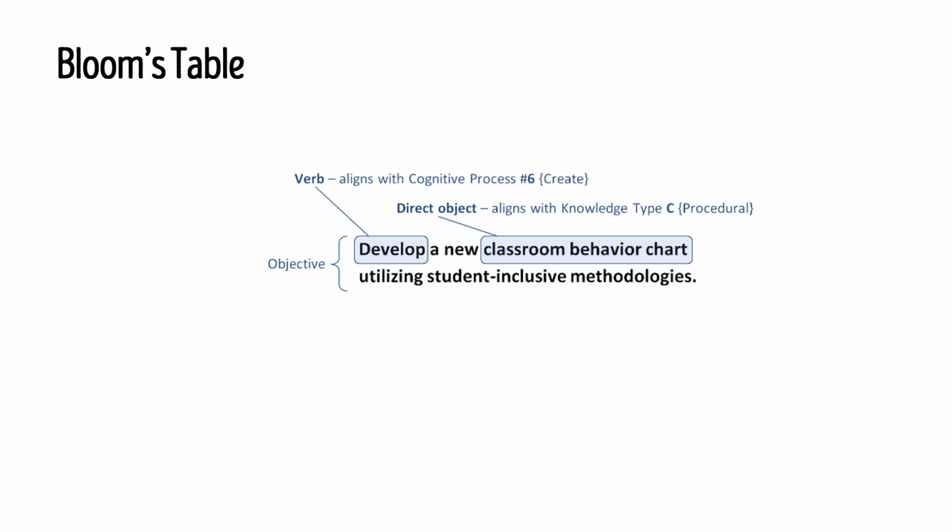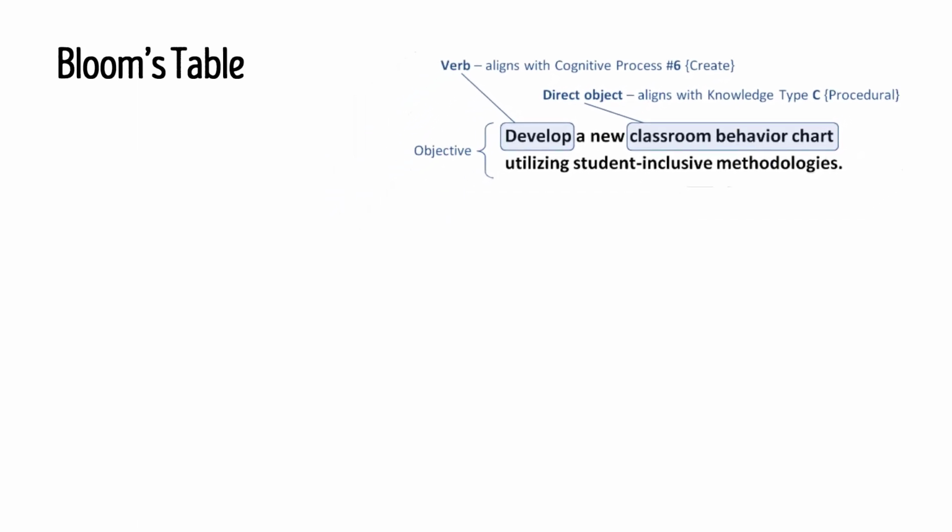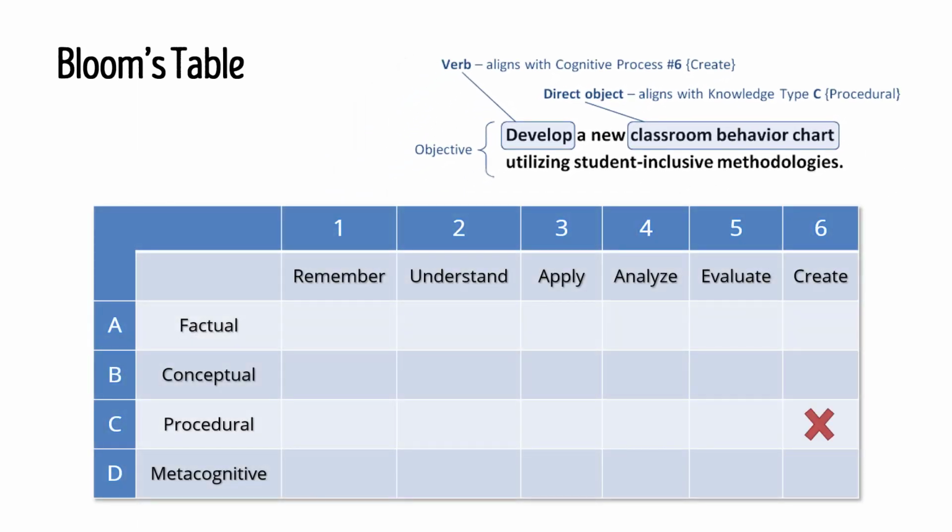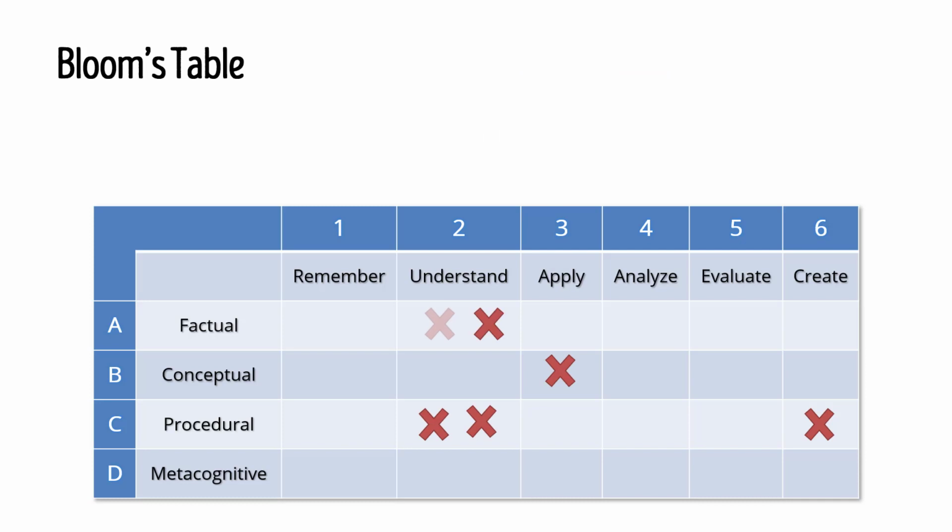The direct object would be the classroom behavior chart. That aligns with knowledge type C, which is procedural. So they're creating some kind of process. And so I know that this objective falls on the table in category C6. So let's mark that on the table here. I have one learning objective that falls on the create column and the procedural row, so C6. And then let's just pretend I have other objectives for this course and I'm going to map them all out. So let's do that right now.